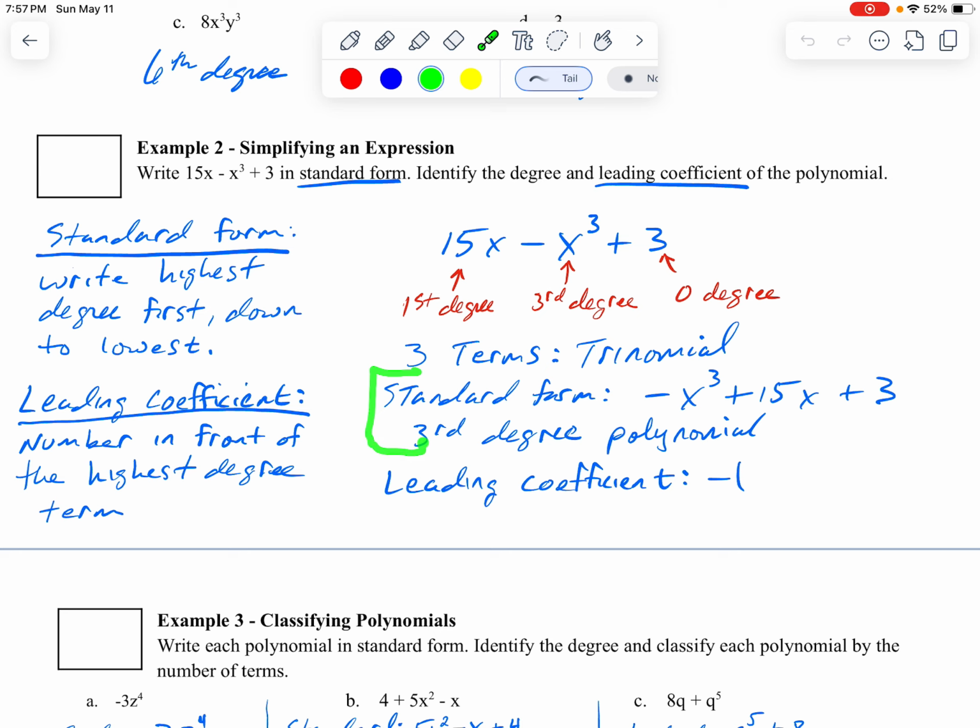It is 3 terms, so we would call that a trinomial. So in standard form, we put that third degree first, first degree, then 0. Second part of this is leading coefficient, so that is the number in front of the highest degree term. So when we put it in standard form, we want the number that's in front of this term. In this case, there is no number, but that means we would consider it a 1, and in this case, that would be a negative 1, because there's a negative sign out front.